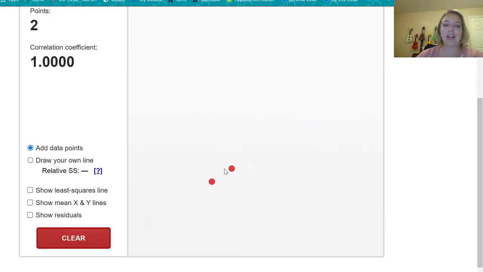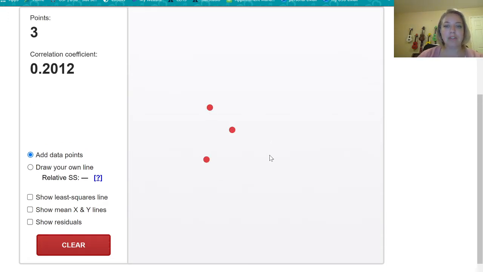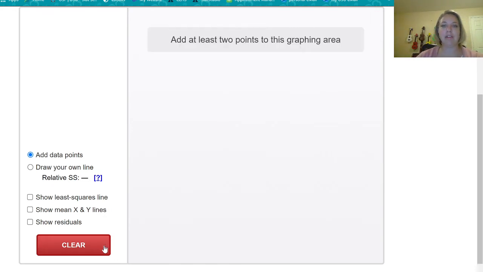Okay. Now I'm going to add some more points. Okay, these points are very close to a line, and you can see the correlation is 0.87, pretty high. Now, let's see, clear this. I'm going to put some more points. Again, we have a correlation here, but now it's a negative relationship. Okay, I'm going to clear this off.